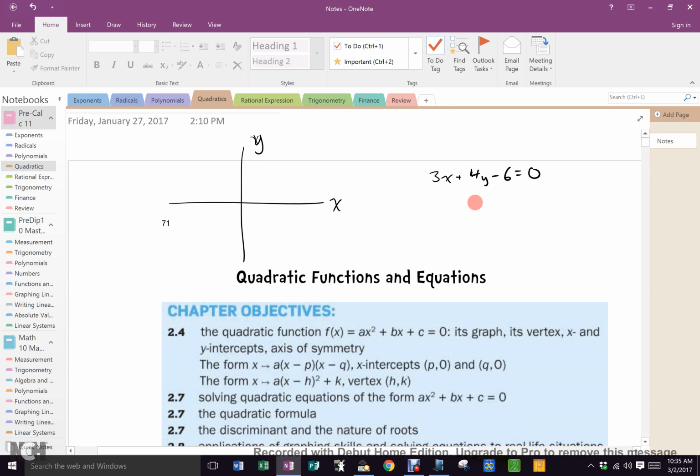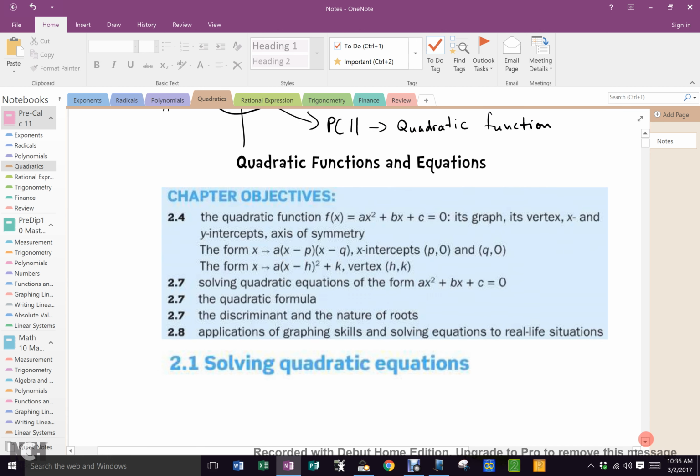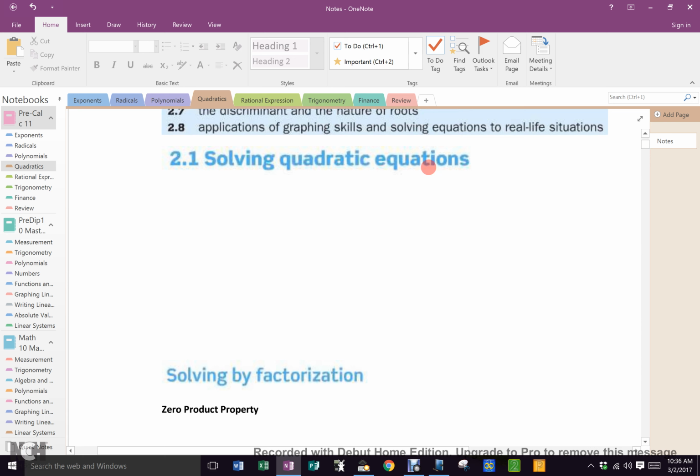If you were in my honors class, you learned that the next thing you were going to do is how to take something on this graph and graph a curve. This is what we are doing now. This is pre-calc 11. And this is what is called a linear function. And this is what is called a quadratic function. Okay? A quadratic function is what we are going to spend our time working on for the next little while. So we will begin with quadratic equations.